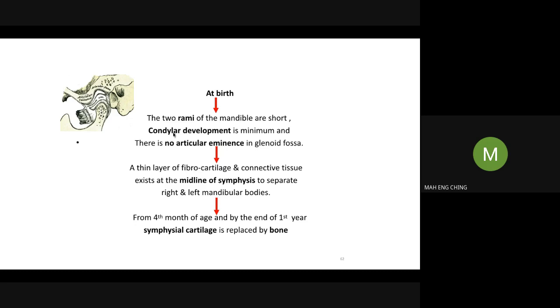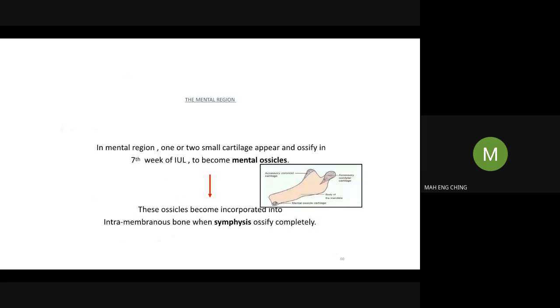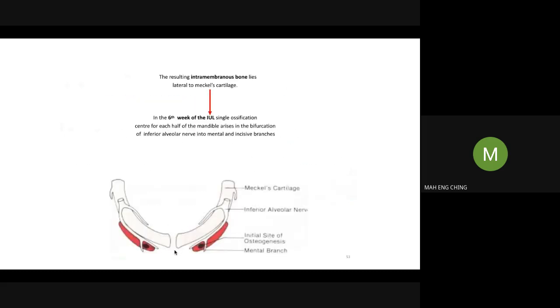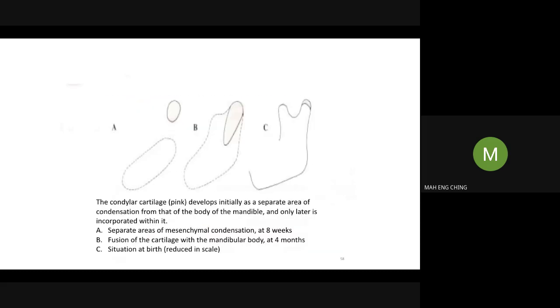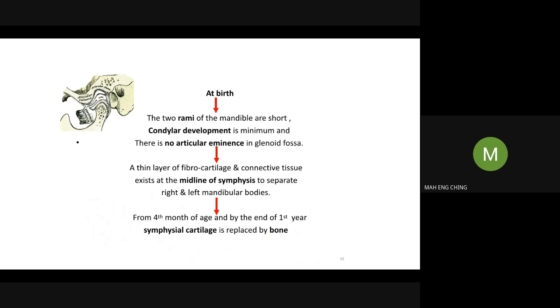A thin layer of fibrocartilage or connective tissue exists at the midline of the symphysis to separate the right and left of the body of the mandible. Like we discussed before, we have the left and right mandible, and in the middle there's this cartilage joining them together. Left and right mandibular body. And at 4 months of age, by the end of the first year, this symphyseal cartilage is replaced by bone. When it is replaced by bone, it means the bone will join together. There's no separation between the left and right mandible. That's why, when the baby is growing, the jaw is flexible. They are not fixed.